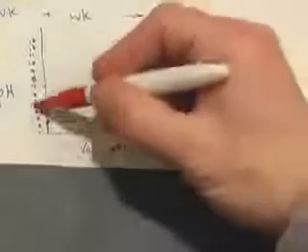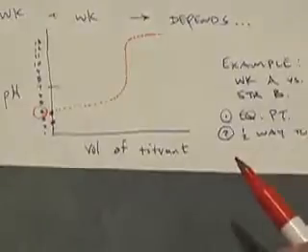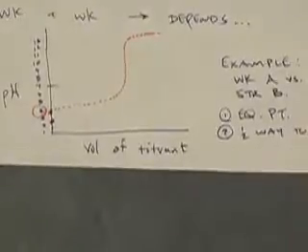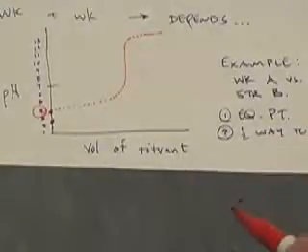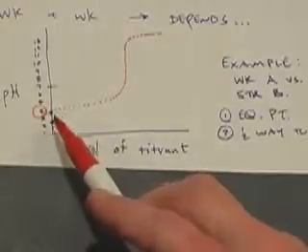Notice that if it were a strong acid, it would start at a lower pH, and you can identify a pH titration graph and the type of acid or base it is, strong or weak, just by looking at the starting pH. Secondly, take a look at the equivalence point.